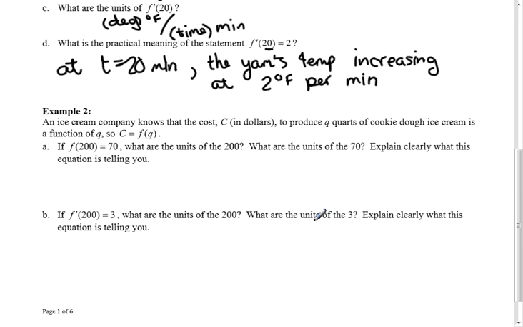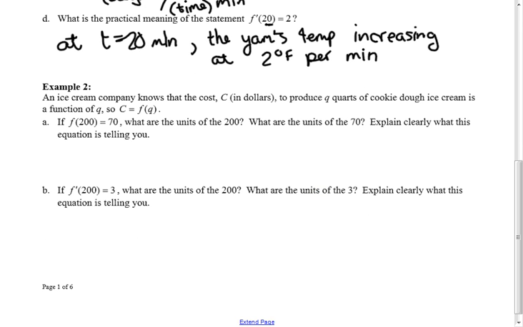Okay, let's try a different one here. So we have an ice cream company. Everybody loves ice cream. My favorite's mint chocolate chip, so I'm going to use green on this problem. The cost in dollars to produce K quarts of cookie dough is given by this equation here. So if f of 200 equals 70, 200 tells us the number of quarts there, and 70 tells us the cost in dollars.